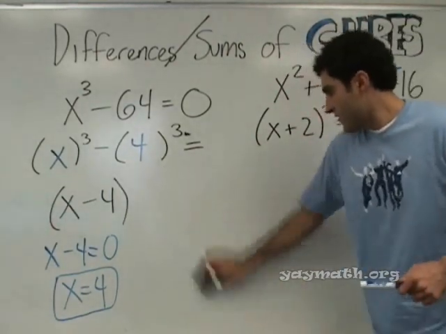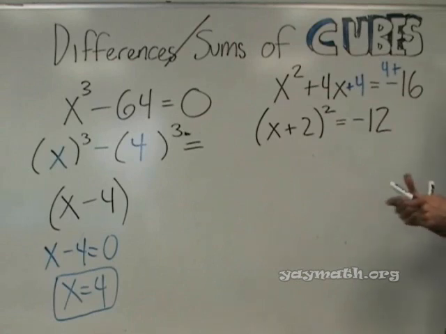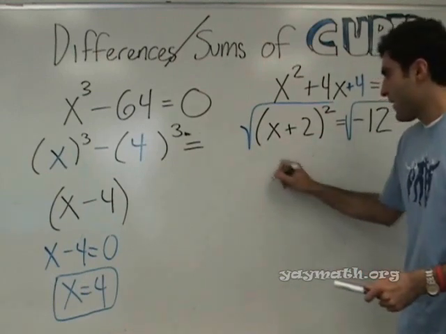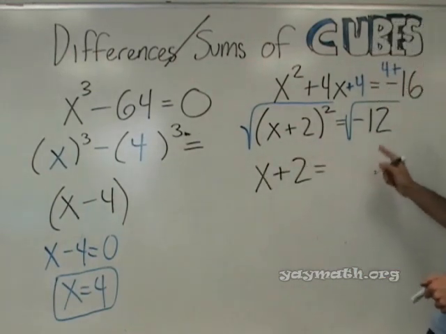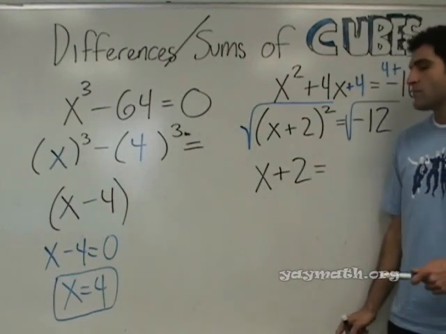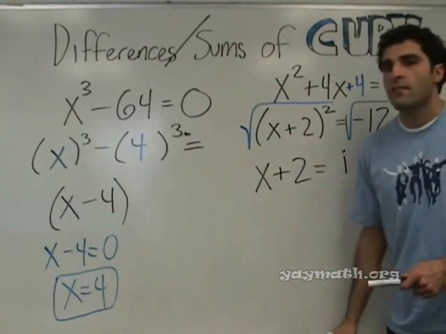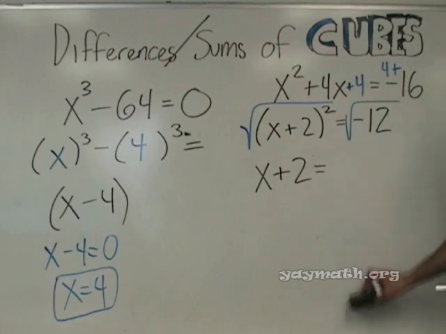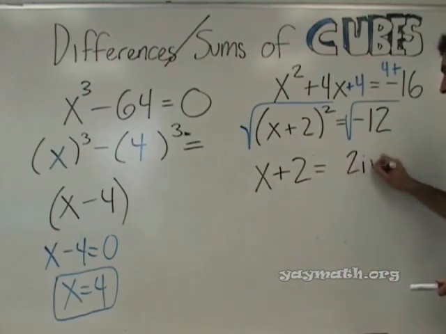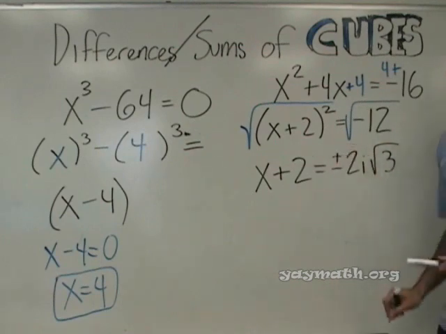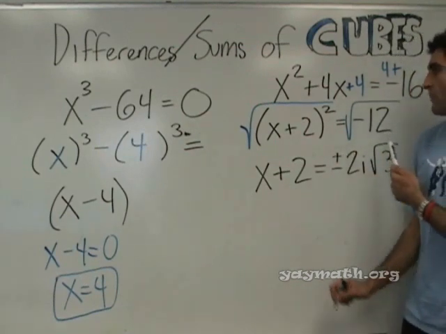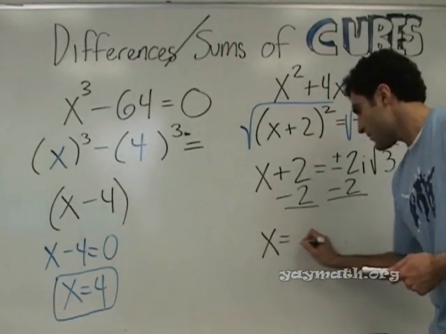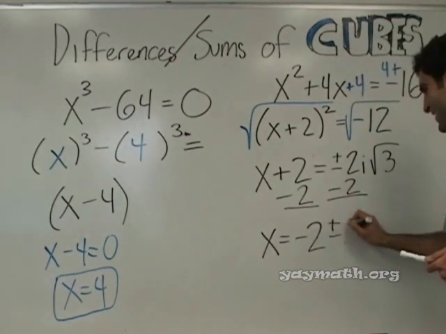Alright, and we square root both sides. X plus 2 equals... what is the square root of negative 12? Take out i, and do 4. 2 root 3. Yeah, 2i root 3. And is there anything missing from the 2i root 3? Plus or minus. Right, and now we bring the 2 over by subtracting it on both sides, and we're done. X equals negative 2 plus or minus 2i root 3.